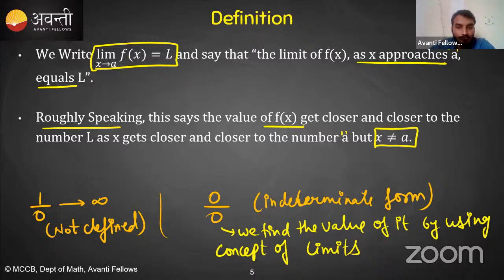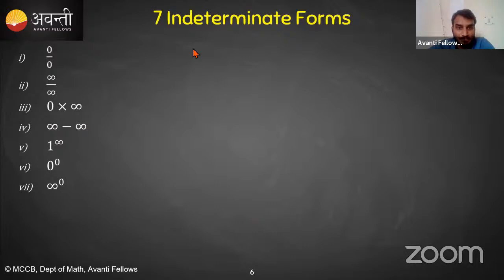Is this clear? Okay, so as I was saying, there are 7 indeterminate forms. These are the 7 indeterminate forms. First is 0 upon 0. Second is infinity upon infinity. Third is 0 into infinity. Infinity upon infinity is also indeterminate, and 0 into infinity is also. And fourth is infinity minus infinity. Then 1 raised to the power infinity, 0 raised to the power 0, and infinity raised to the power 0.